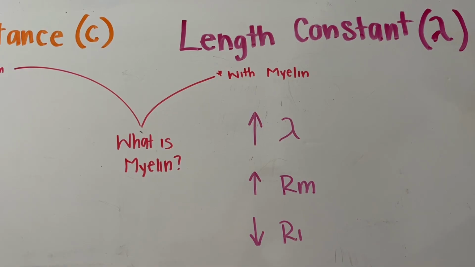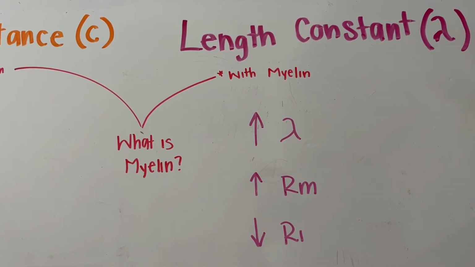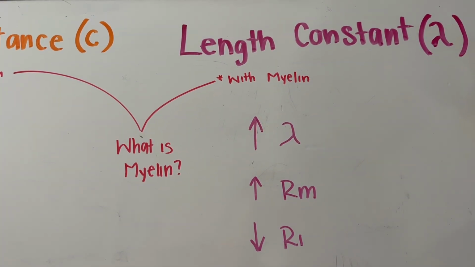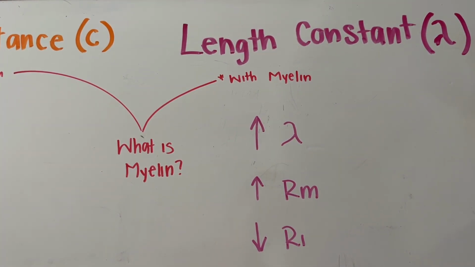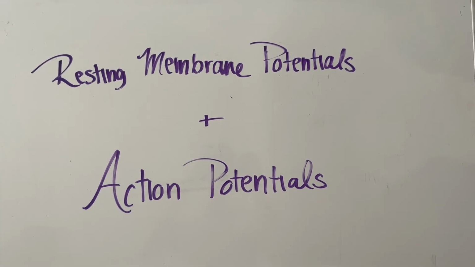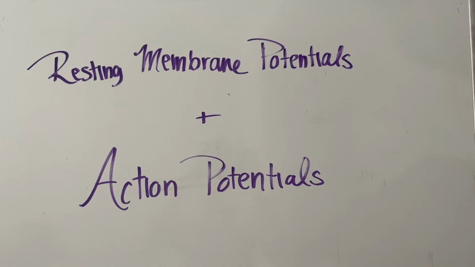They are allowed to potentially jump from one node to another node, which is called saltatory conduction, which dramatically increases the speed of action potential propagation. That was our video on resting membrane potentials and action potentials.